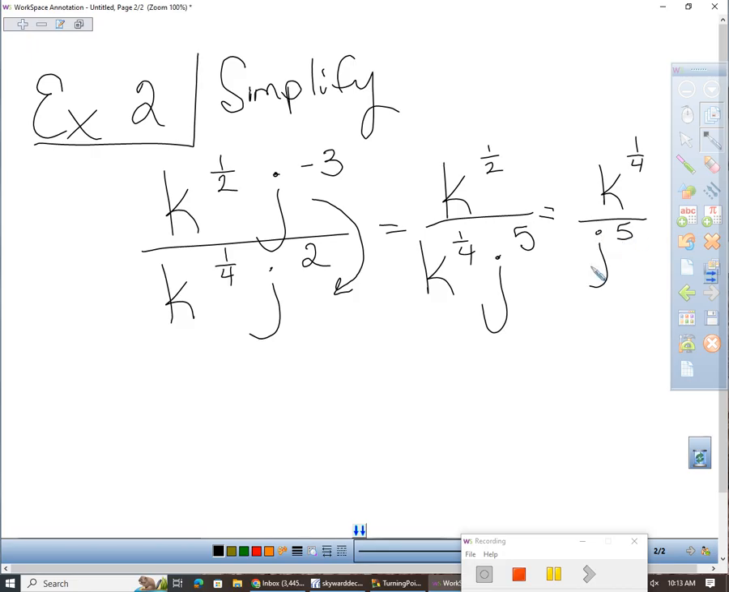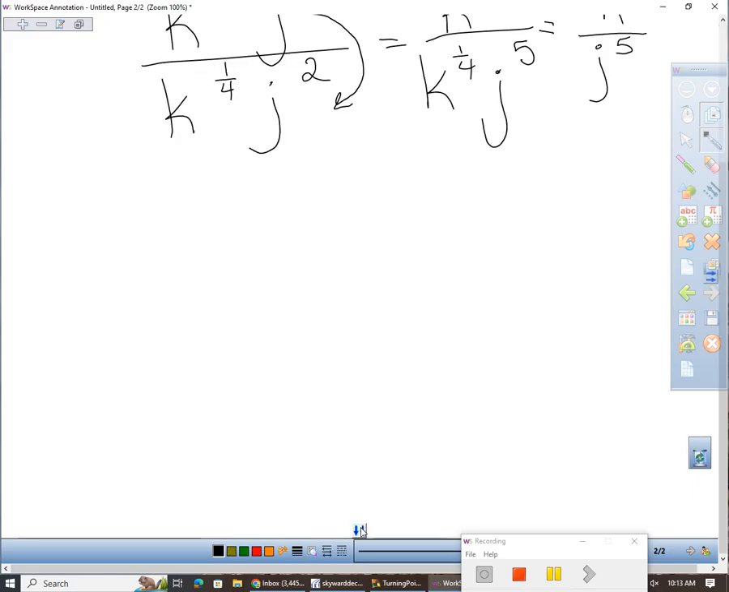So even if there's a fractional exponent, does it change our rules? Doesn't change our rules at all, does it? All right, let's do one more in this example.